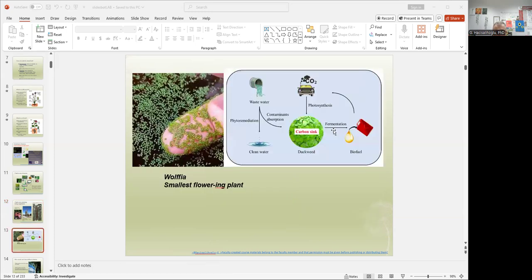Okay. This plant here you see is the smallest plant, which is the smallest flower in a flowering plant, which is called Wolffia. Wolffia is also called duckweed, D-U-C-K, duckweed, because obviously ducks eat the Wolffia.